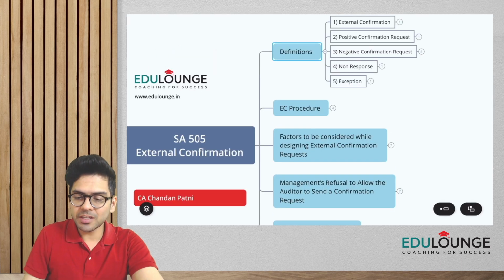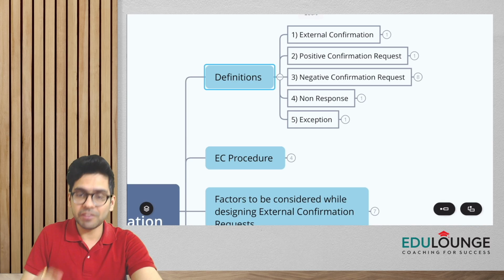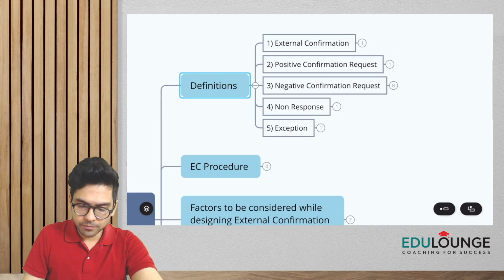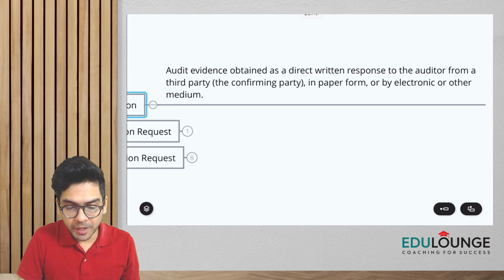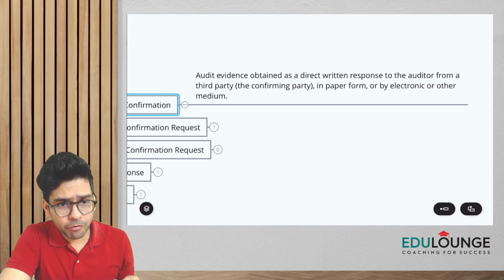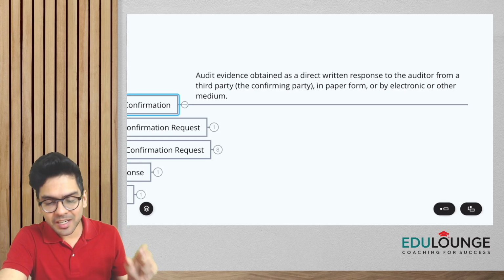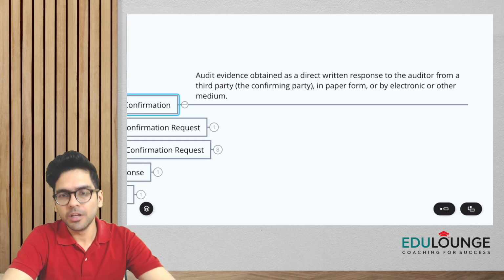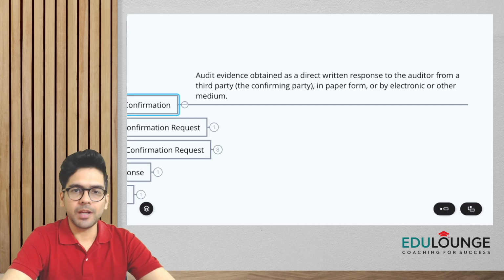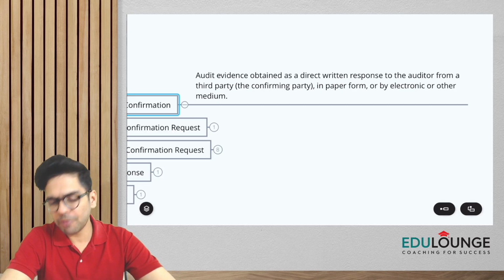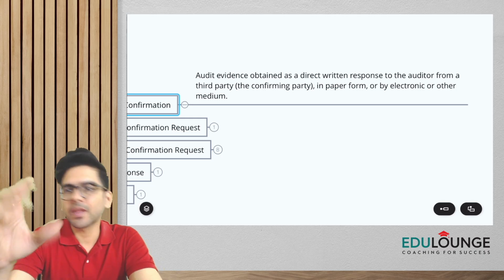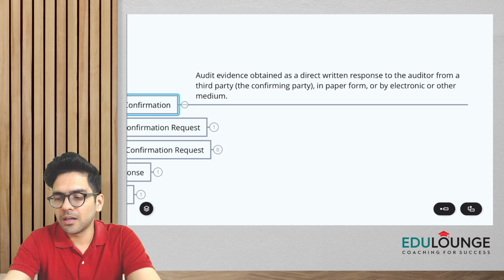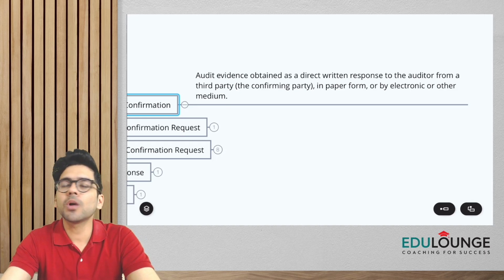So what is the definition of external confirmation? Let's understand certain definitions first. What is external confirmation, guys? External confirmation is audit evidence obtained, please be very careful here, audit evidence obtained as a direct written response to the auditor from a third party or a confirming party in paper form or by electronic or other medium. So let's say, guys, I am the auditor of your company and your company has taken a loan from the bank. I want to confirm the outstanding amount from the bank.